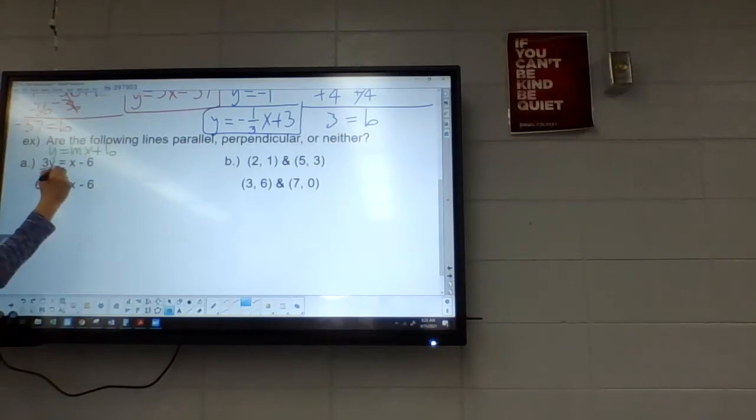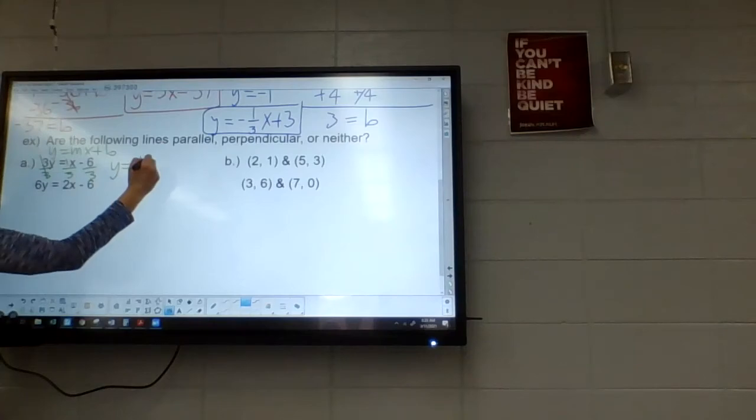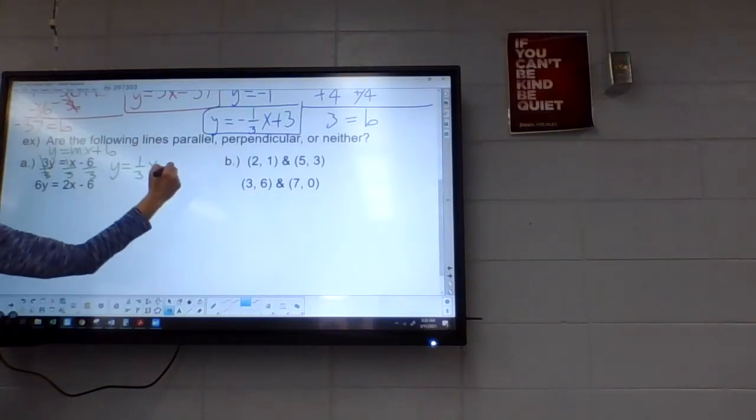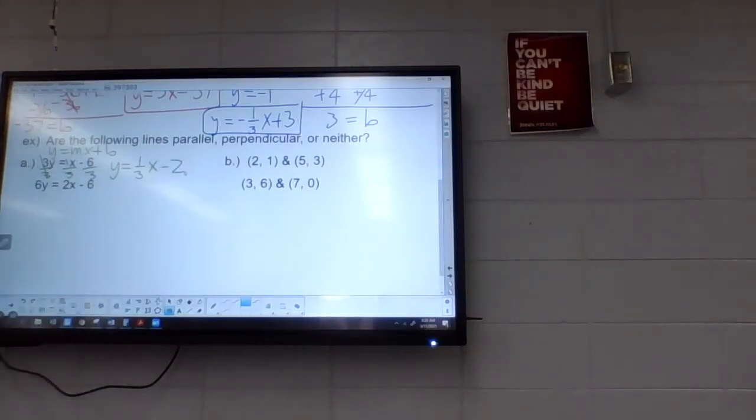So this divided by 3, this as well. So I get y equals, what's in front of x now that I divided by 3? 1/3. There's like a 1 here that we don't really write. And then 6 divided by 3 is going to be a -2. So that's our first equation. So we're going to check that and compare that with the m in the second. So here I'm going to divide this one now by 6.